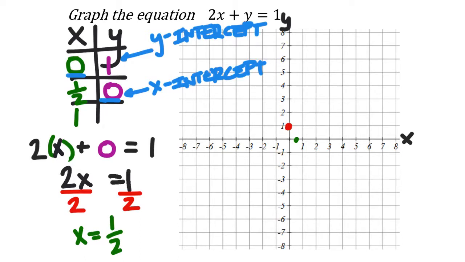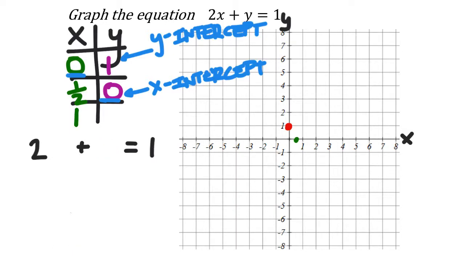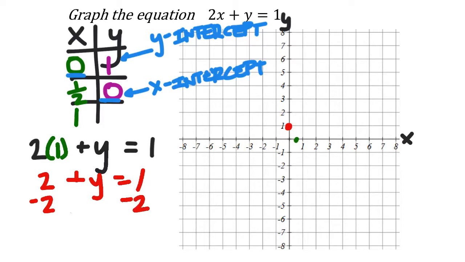Then I go back to my equation down here. Let's fix that up. So I chose x is 1, and now we're solving for y. Well, 2 times 1 is 2. 2 plus y equals 1, so subtract 2 from both sides. And we get y equals -1.